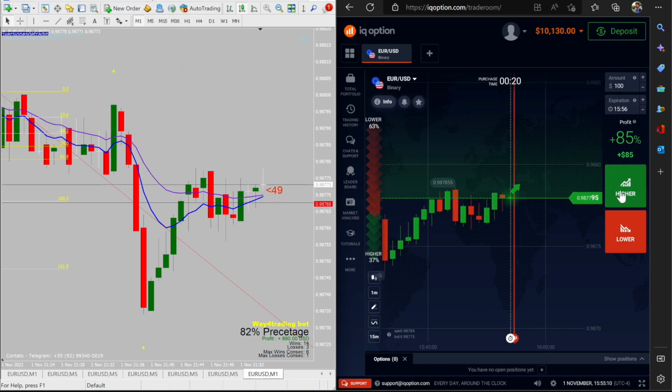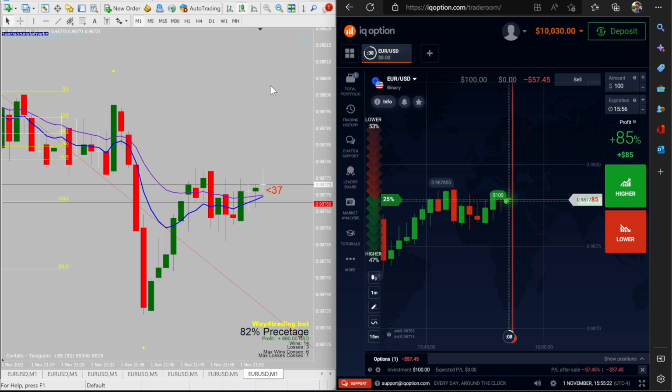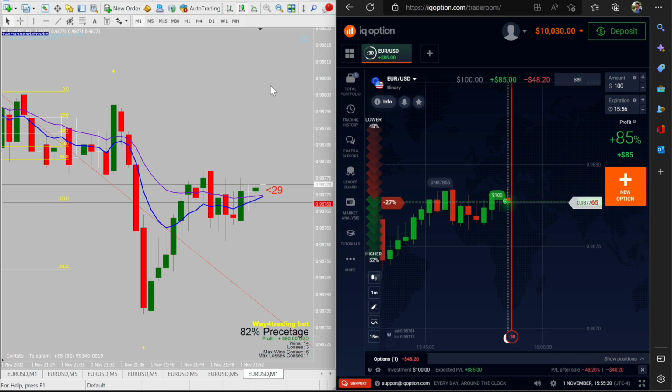The moving averages interact with each other, then we took the buy trade. Here you can see that the moving averages interact with each other, then we took the buy trade.